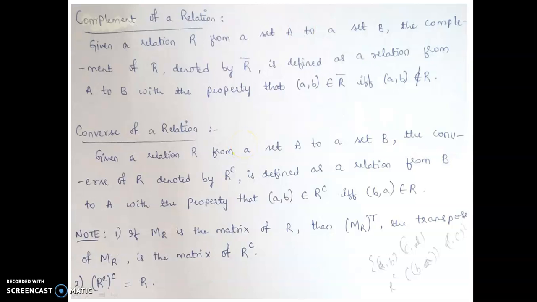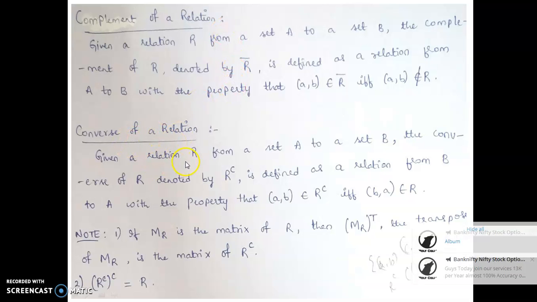Complement of a relation. Given a relation R from a set A to a set B, the complement, denoted by R bar, is defined as a relation from A to B with the property that (a, b) belongs to R bar if a is not related to b. If some elements are not present in R, then we write that (a, b) belongs to R bar. So that is called the complement of a relation.